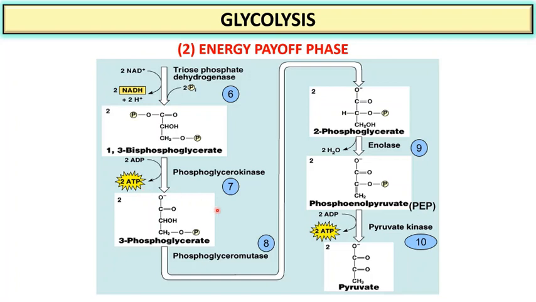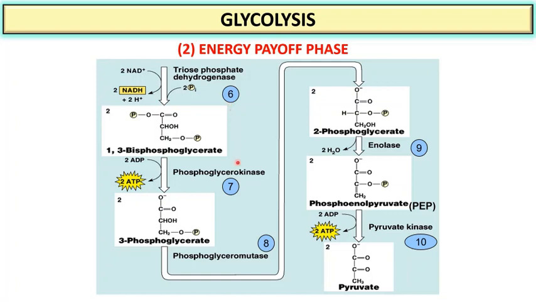In step 10, phosphoenol pyruvate will transfer its phosphate to ADP and become ATP. Phosphoenol pyruvate will become pyruvate. 2 ATP will be produced during step 10. This kind of ATP production is called substrate level phosphorylation. Other than ATP, during this phase, there is also the production of 2 NADH plus 2H plus during step 6.